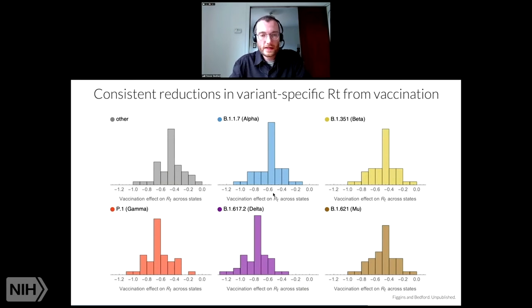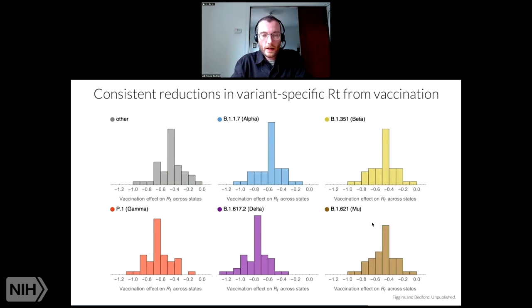If we look at this model, we can compare the state-specific and time-specific Rt values for each of these different variants, and we can compare them to the amount of vaccination that existed in that state at a particular time. And we can estimate how much vaccination is actually reducing Rt, which is of course very important. Interestingly, we see similar reductions in Rt for alpha, beta, gamma, delta, and mu.